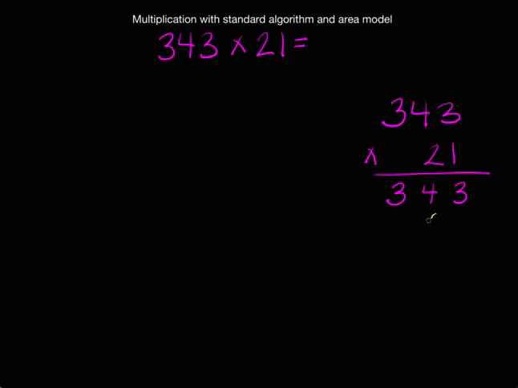2 times 3 is 6, but it's really a 20, so it's 20 times 3, which is 60. This is why when you multiply by a 2-digit number, you get a 0 in the ones place, and we call that a placeholder 0. 2 times 4 is 8, but it's 20 times 40, which is 800. 2 times 3 is 6. 20 times 300 is 6,000.